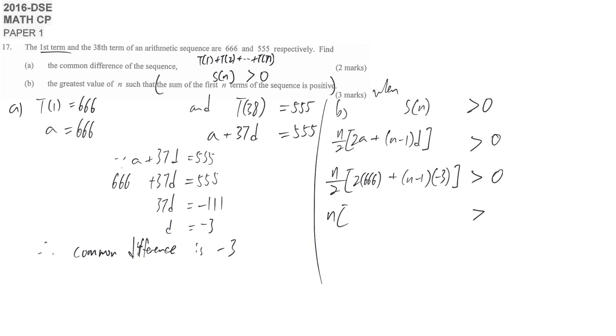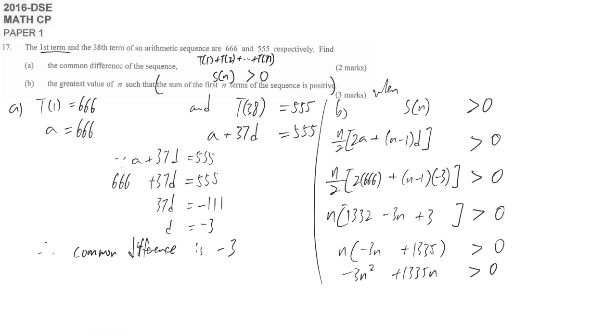Both sides times 2, so 0 times 2 is still 0. So we finally find out that the inequality is quadratic, so we use the quadratic method. But I want to standardize it. I don't get used to -3 here, so we divide both sides by -3. Factorize it.